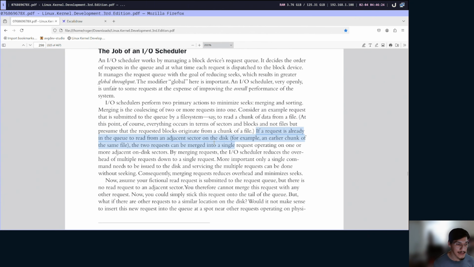If a request is already in the queue to read from an adjacent sector on the disk, for example, an earlier chunk of the same file, the two requests can be merged into a single request operating on one or more adjacent on-disk sectors. By merging requests, the I/O scheduler reduces the overhead of multiple requests down to a single request. More important, only a single command needs to be issued to the disk, and servicing the multiple requests can be done without seeking.